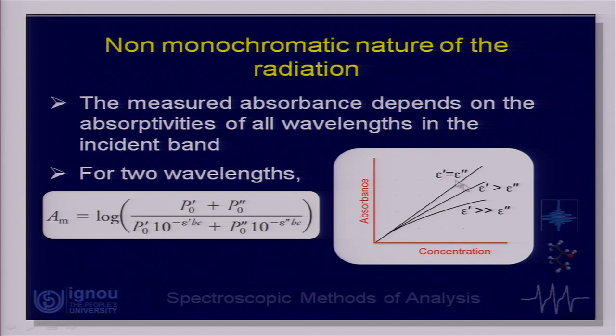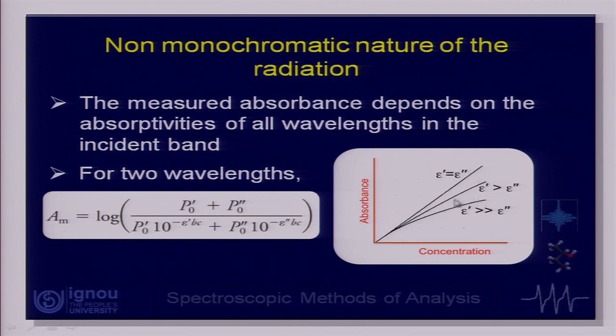And what it means is that if these two wavelengths happen to be identical, let us take that assumption, in that case epsilon prime is equal to epsilon double prime. That means I will observe this straight line, that means the Beer-Lambert law will be observed. But if the two wavelengths passing through the medium have different epsilon values, say epsilon prime, at lambda 1, is greater than epsilon double prime, at lambda 2, in such a case we find that the observed absorbance value will be lower than what is expected.